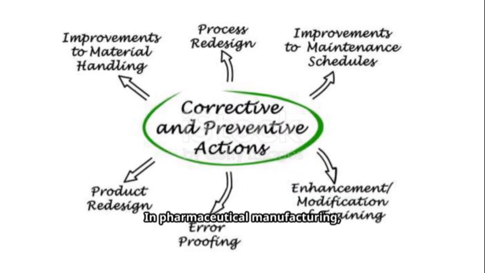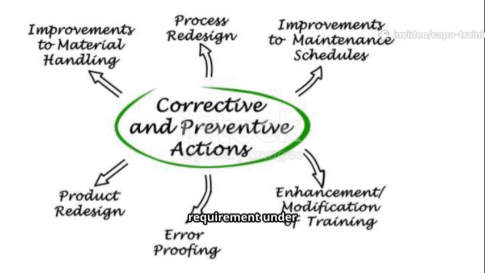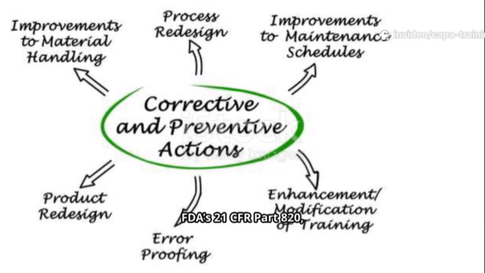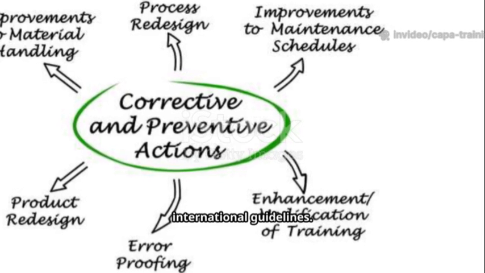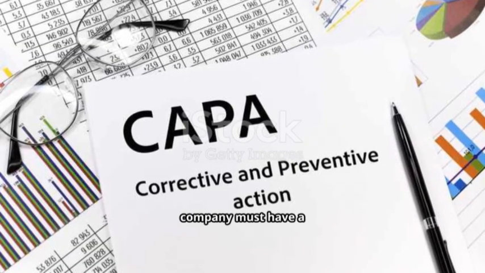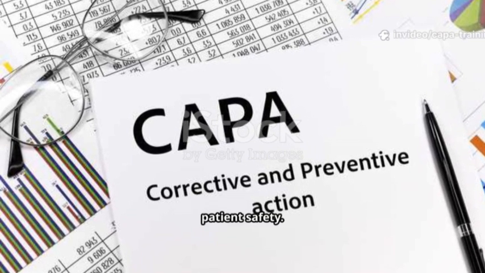In pharmaceutical manufacturing, CAPA is not just a good practice, it's a regulatory requirement under FDA's 21 CFR Part 820, ICH Q10, and other international guidelines. Every pharmaceutical company must have a robust CAPA system to maintain their manufacturing license and ensure patient safety.